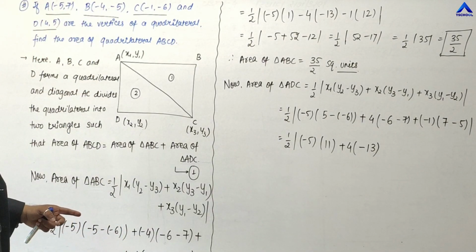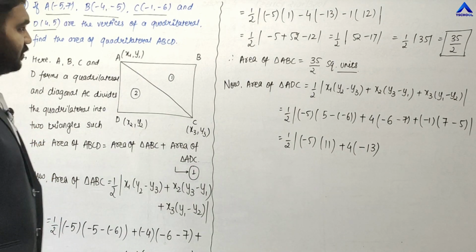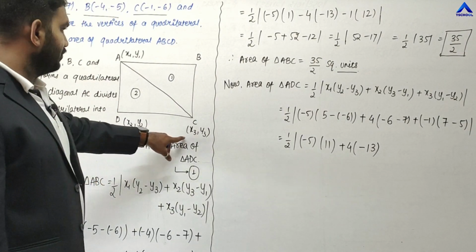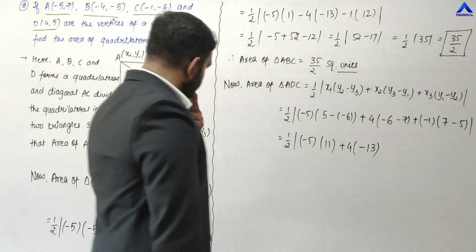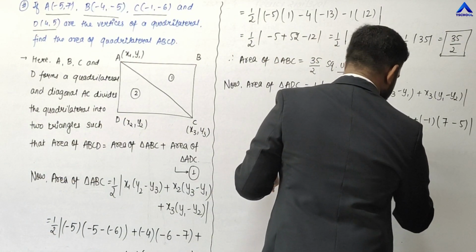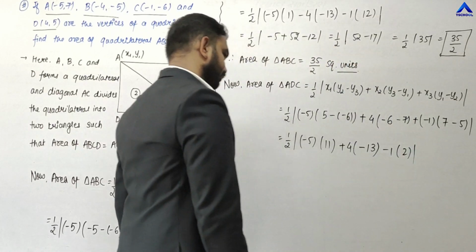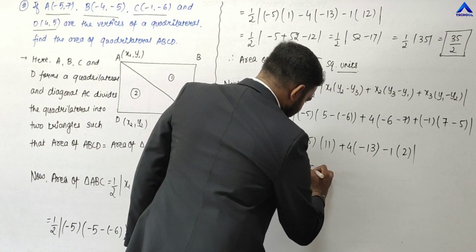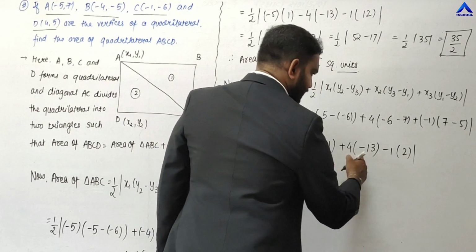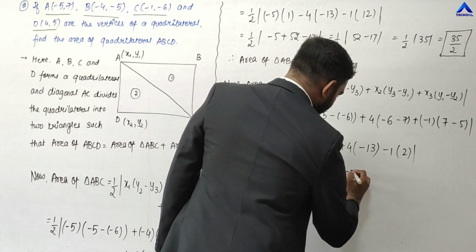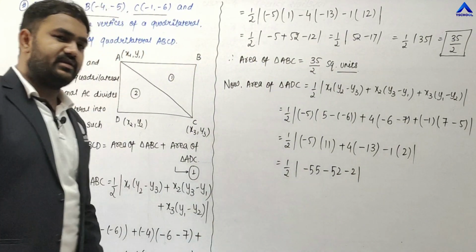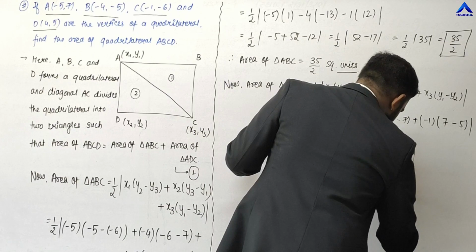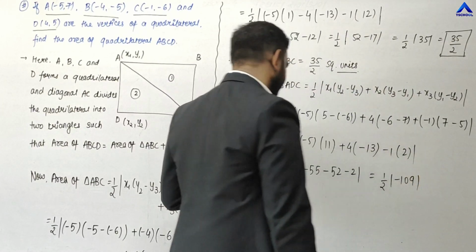So I think this is good. Okay. x2, that is 4, y3. Okay. That is good. Here it is plus minus minus and 7 minus 5, 2. Right. So that is equals to 1 upon 2 modulus minus 55 plus minus minus 52 minus 2, and that is 109, right? That is 1 upon 2 modulus minus 109.